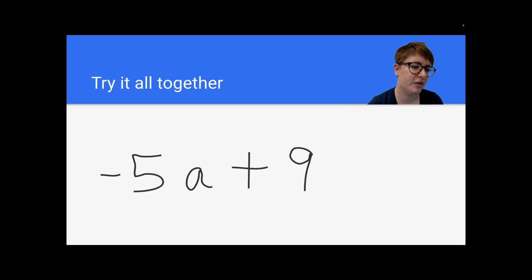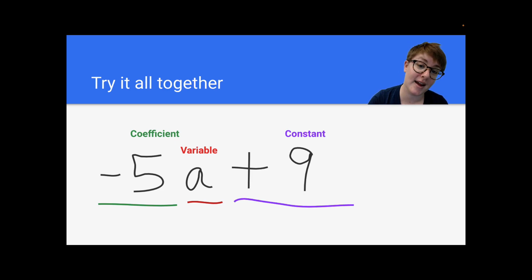So now try it on your own. We have negative 5a plus 9. Go ahead, pause the video, and see if you can name the coefficient, the variable, and the constant in this expression. So our coefficient is negative 5, the variable is a, and the constant is 9.